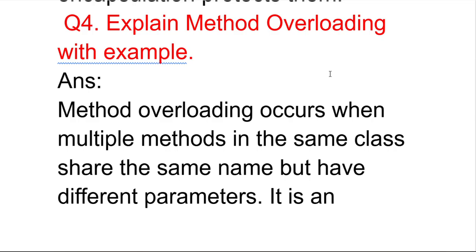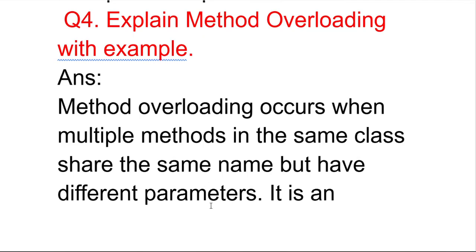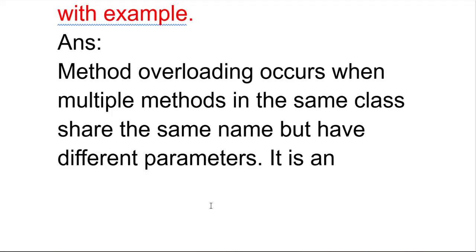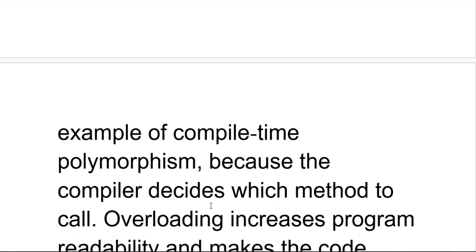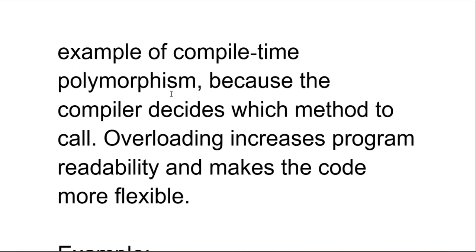Question number 4. Explain method overloading with example. This is a very important question. With an example, you can also elaborate this question in more detail. So the answer is, method overloading occurs when multiple methods in the same class share the same name but have different parameters. So, in the same class, there are multiple methods with the same name, but the parameters are different. It is an example of compile time polymorphism.